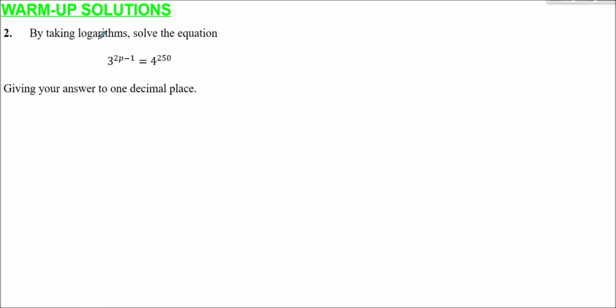So again, like it says, take logs of both sides. So the log of 3 to the power (2p minus 1) must equal the log of 4 to the power 250. Now, remembering the laws of logs, if we're taking the log of something which is raised to a power, we can drop the powers to the front. So 2p minus 1 we can drop to the front.